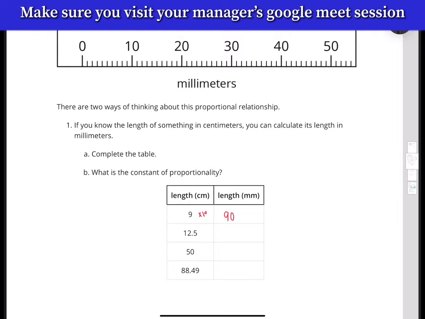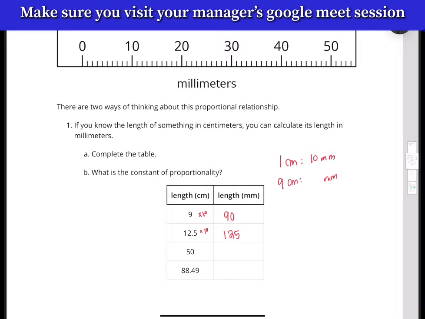You could also set this up in ratio form. You could have put 1 centimeter to 10 millimeters. And then it jumps all the way to 9 centimeters. What's the missing amount of millimeters? Okay, so let's look at the next one. What can I multiply 12.5 by to figure out the millimeters? If you guess 10, you are absolutely correct. So it's going to be 125 millimeters.